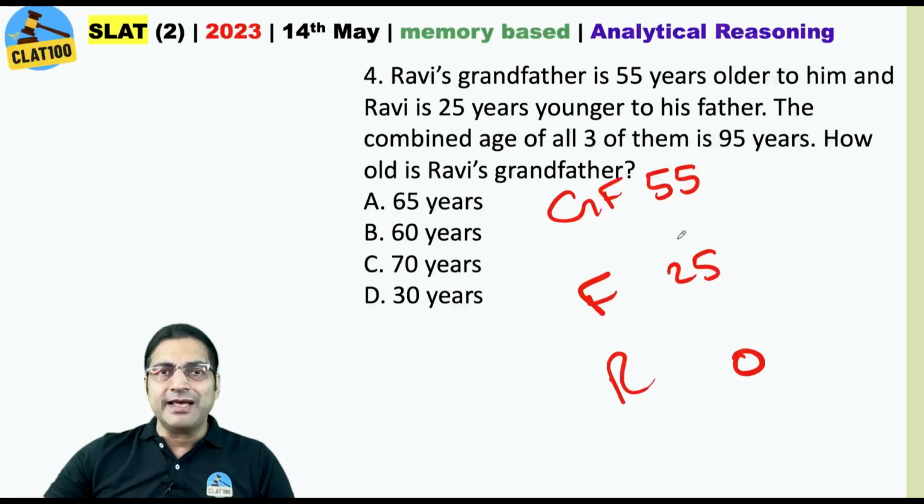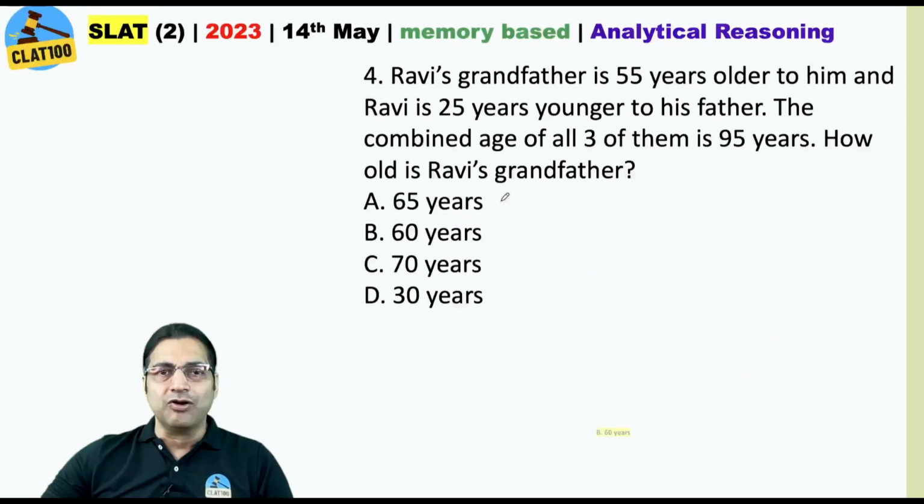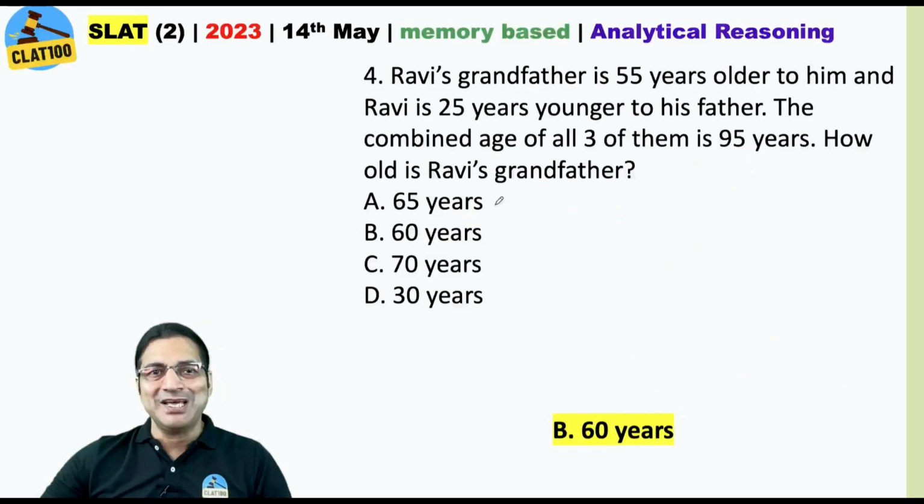What is their combined age? 80. We want it to be 95. So, add just 5 to each one of these 3. Okay. So, this gives you 95. So, the grandfather must have been 60 years of age. Any doubt about this? There cannot be any.